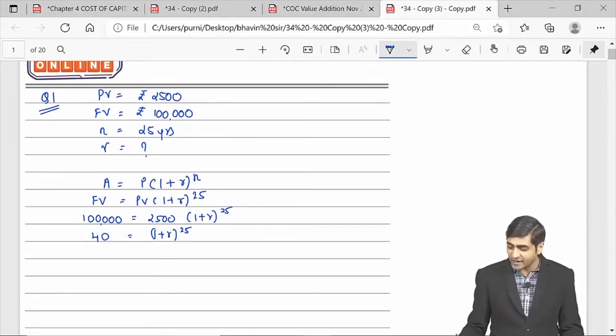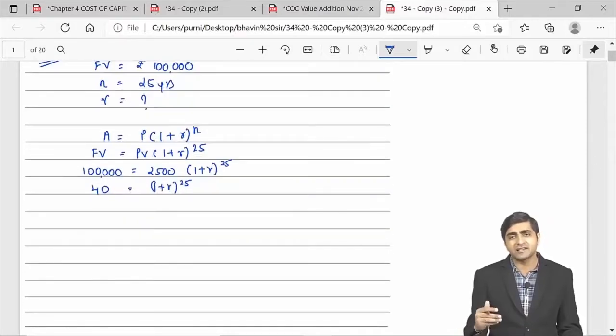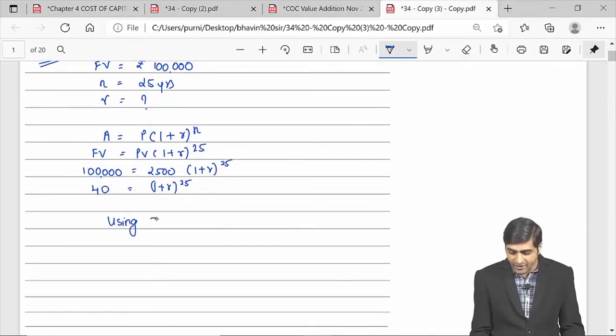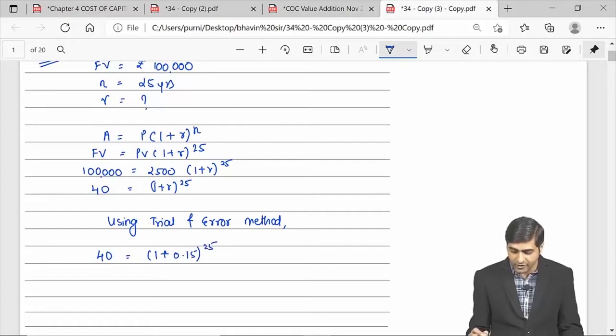So now using the trial and error method, let us start with an approximate rate, let's say 15%. Let us try at 15% rate. So this will now become 40 is equal to 1 plus 0.15 raised to the power 25. Are we getting 40 or not? You can do the calculations with me. We want 1.15 raised to the power 25 to be 40.